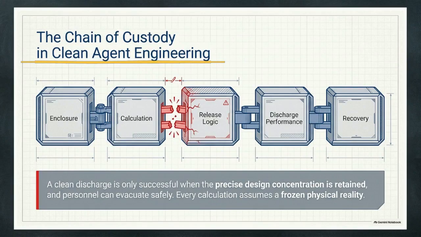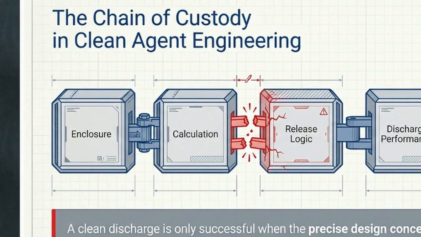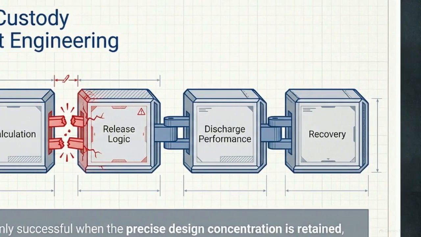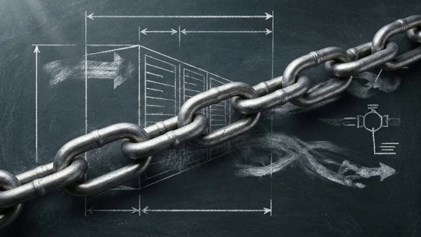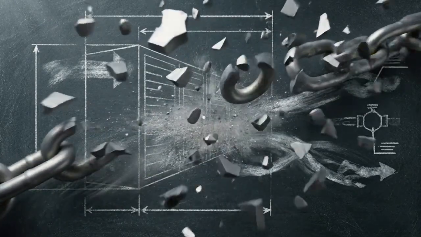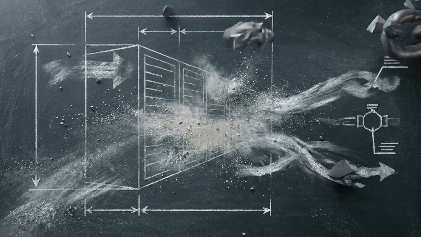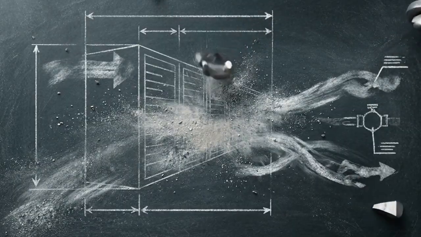This diagram illustrates the required chain of custody for a compliant installation. The process moves sequentially from defining the precise enclosure to the hydraulic calculation, through the logic of the releasing panel, to the physical discharge performance, and finally to post-event recovery. Breaking any link in this chain compromises the concentration hold time and occupant safety. Mission-critical reliability relies on strict adherence to this standard-driven lifecycle.